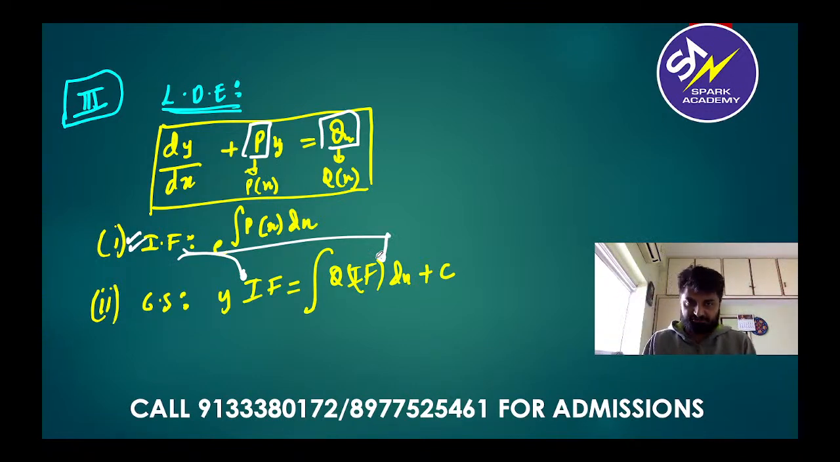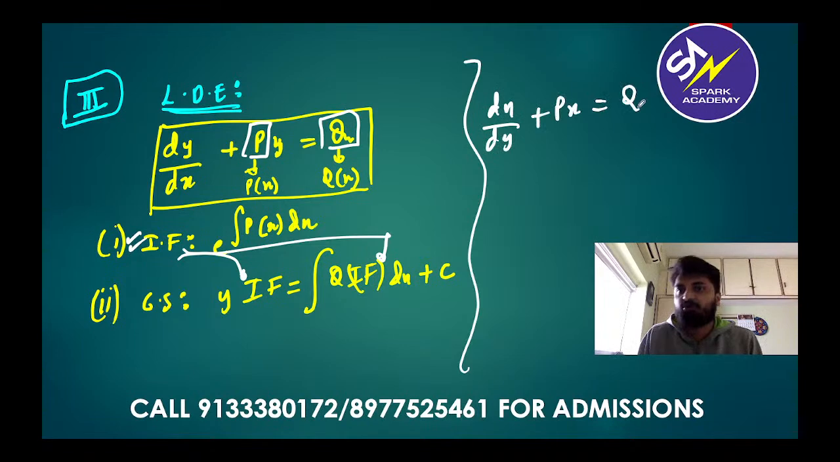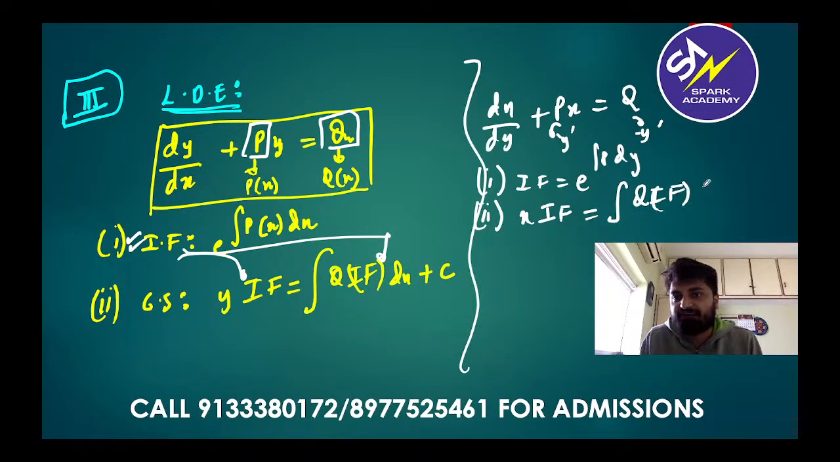Now same process, if I have dx by dy plus p into x equal to q. Same process, but here p will be in terms of y, and q also will be in terms of y. So you'll get the integrating factor as e power integral p dy. And the solution will be in terms of x, which is x into integrating factor equals integral q into integrating factor dy plus c.